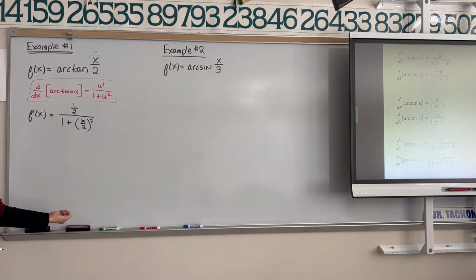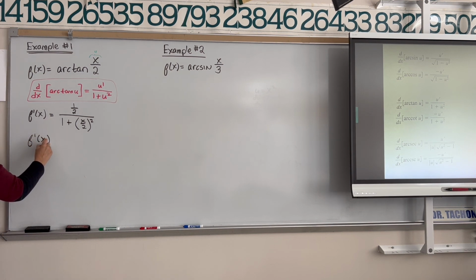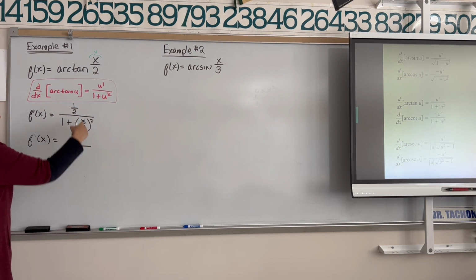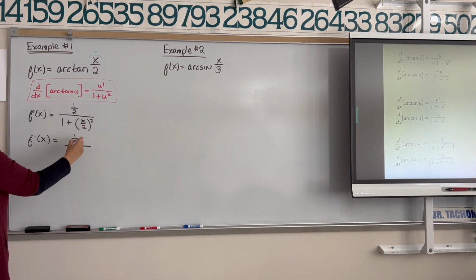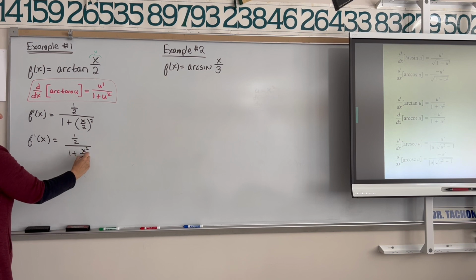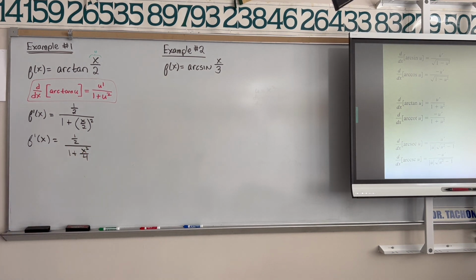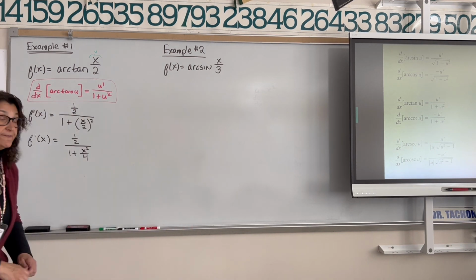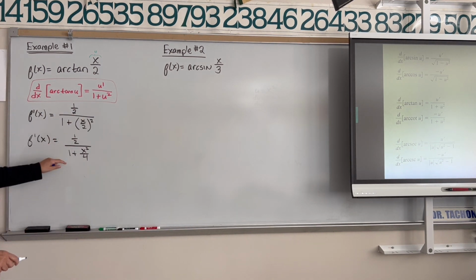Now we need to simplify that. We don't want to present our final answer as a complex fraction. So let's clean this up. We have 1/2 over 1 plus, square the x, square the 2. When you square this fraction, square the numerator and square the denominator. This is a complex fraction. We want to clean it up and simplify it. So how can we simplify a complex fraction?